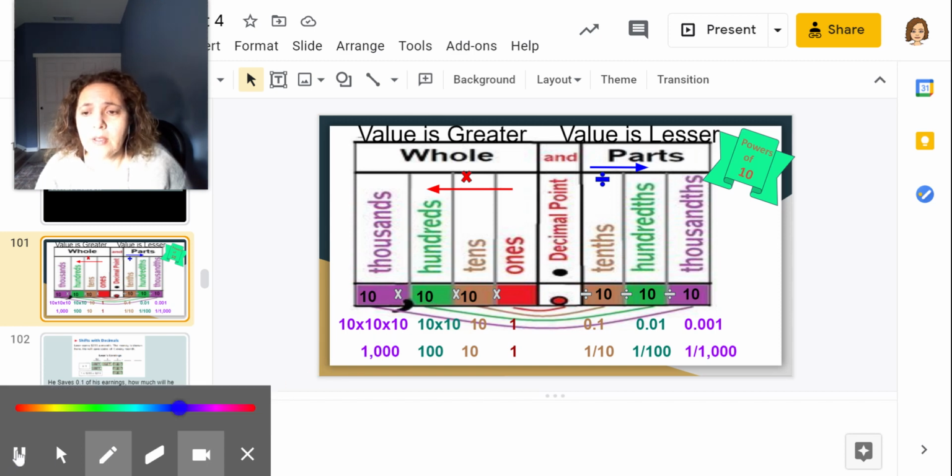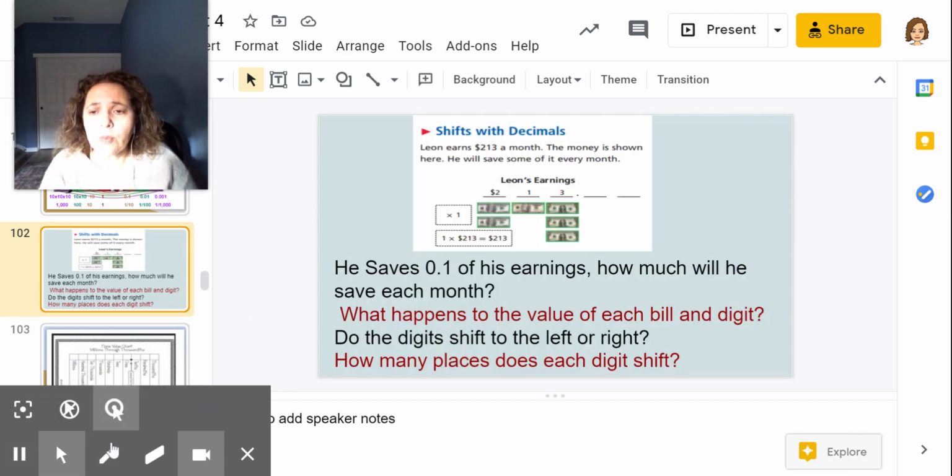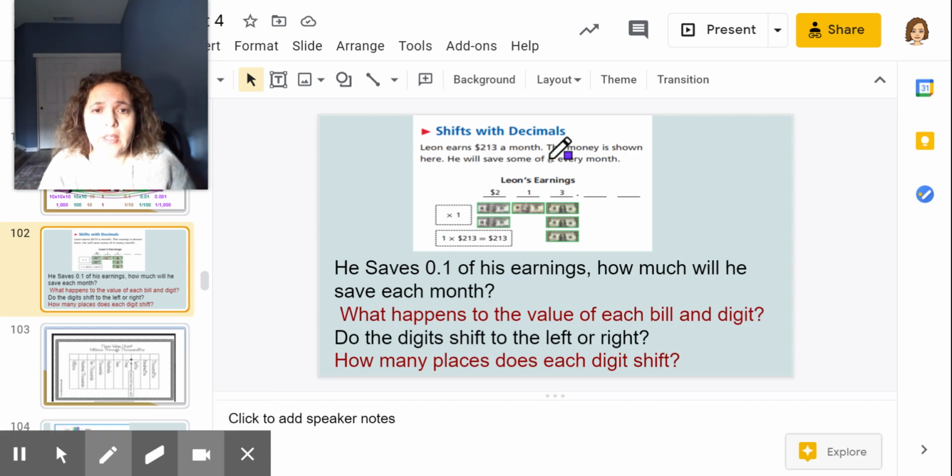So remember that as we look at our first problem. Leon earns $213 a month. The money is shown here. He will save some money every month. So here's his $213. There's our decimal. So basically it's 1 times 213, right? Which is 213. But what if he wants to save 1/10 of his earnings? 1/10 of his earnings, remember, of something means multiplication. So he wants to save 1/10 of his earnings. How much will he save each month?